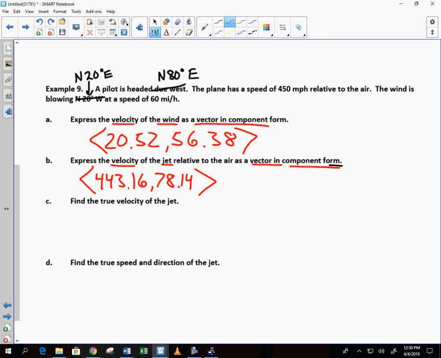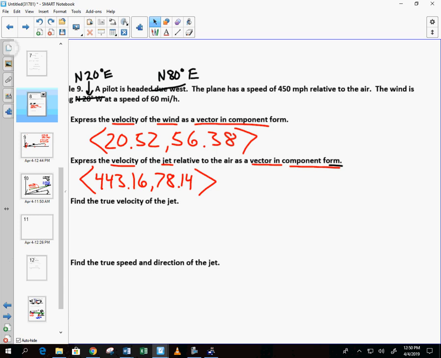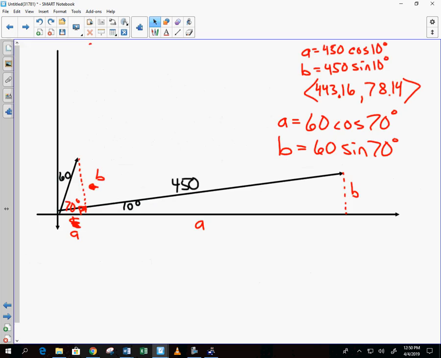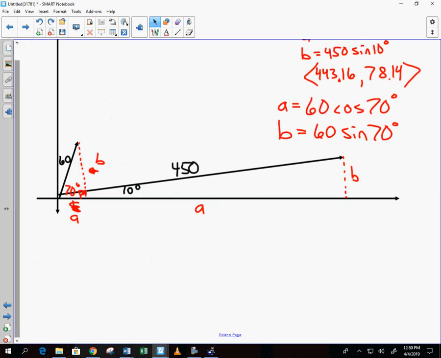Here's how we figure out how fast it's actually traveling. We look at the two vectors that we have in this situation. I'm going to draw one in blue. I'm going to draw one in green.